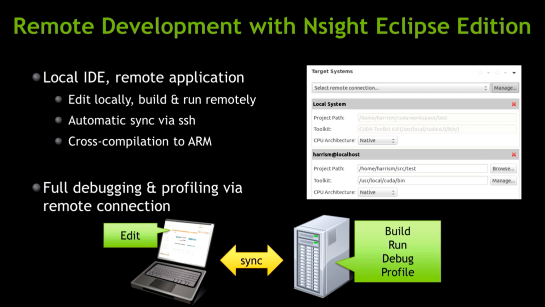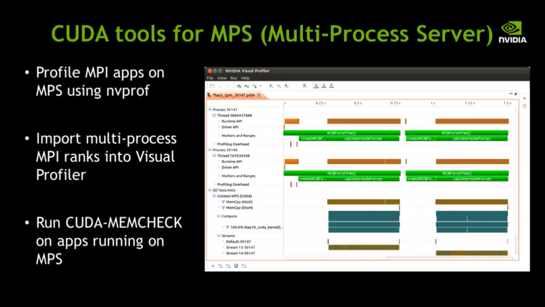And if you're developing for ARM, for example, for JETSON, you can compile locally using cross-compilation to ARM and then run remotely. Of course, this gives you all the features of Nsight Eclipse Edition, including full debugging of your GPU code and CPU code, as well as profiling over the remote connection. So this is pretty powerful.